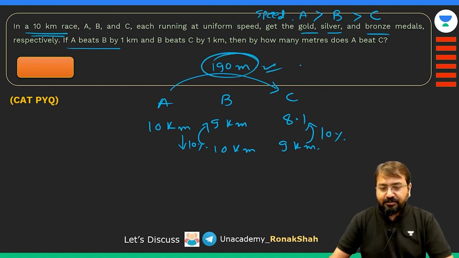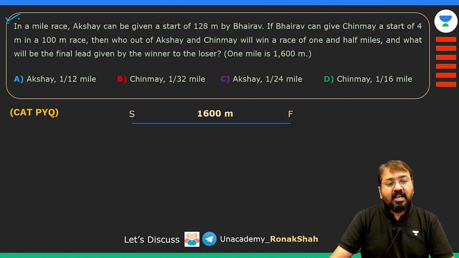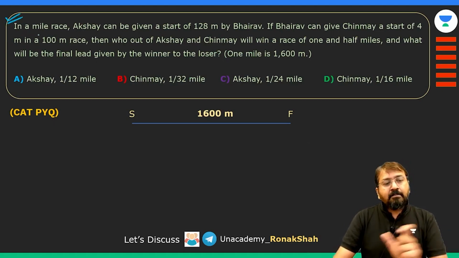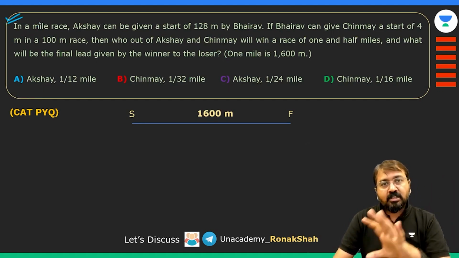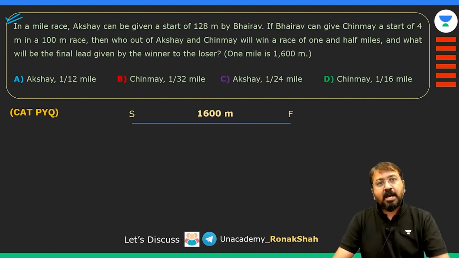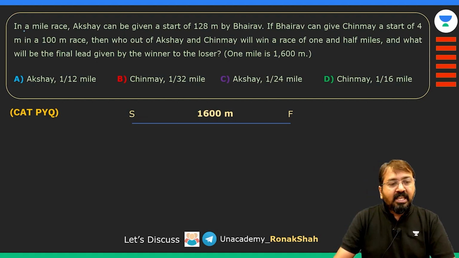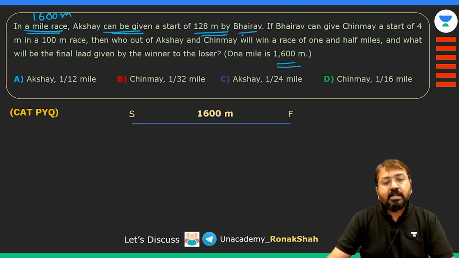So this was a similar question. Now let's look at a different variety of question. This is again a CAT PYQ. In a mile race, now this is going to be slightly tricky, so make a point to watch this thoroughly. If required, you can replay this part and understand what point I have explained and how I have simplified the calculation. In a mile race, we are told that a mile is 1600 meters. So in a 1600 meter race, Akshay can be given a start of 128 meter by Bhairav.